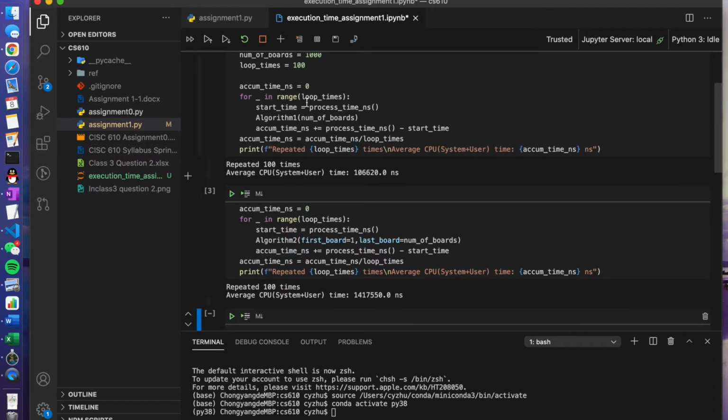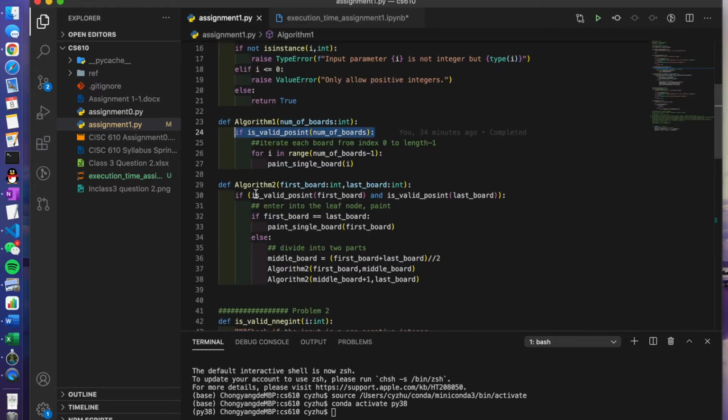One reason is that, as I said earlier, I checked whether it is a valid positive integer before I implemented the paint single board method. But we can see that for the recursion method, it is actually checking it way more times than we wanted, every time it calls the recursion function itself. Therefore, let's try to remove this part and see whether it influenced the result too much.